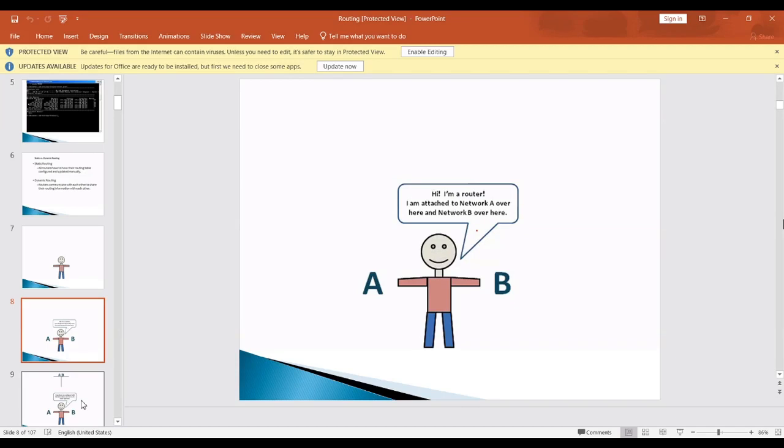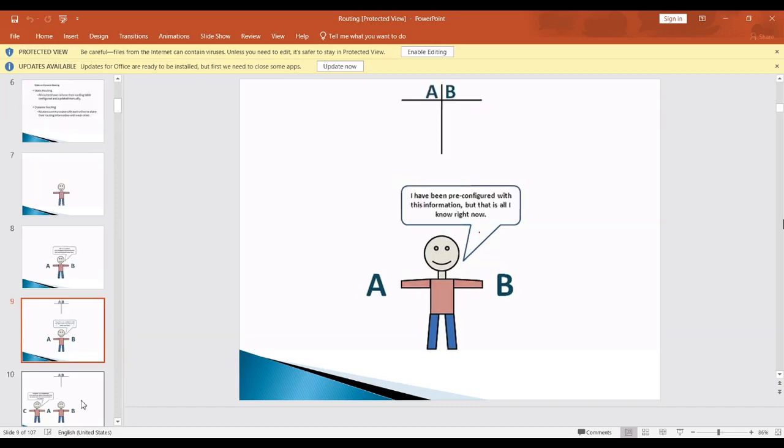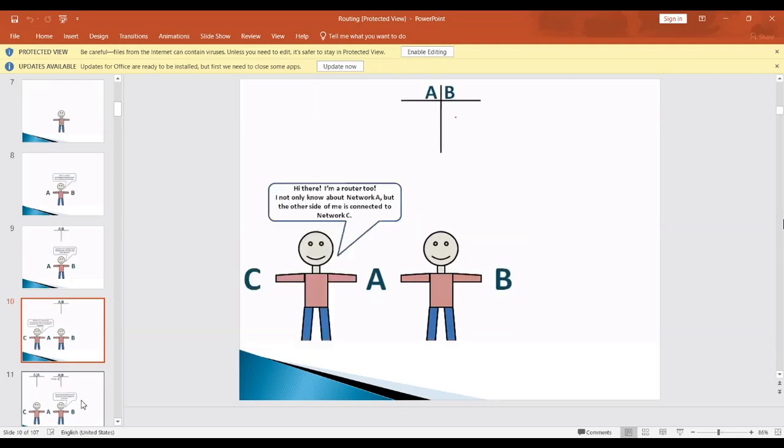So likewise, he becomes aware of himself as well as the neighbors around him, right? All this information will be updated in a table, and that table we call the IP table. So this is the IP table he maintains. He recognized that two networks are on either side of him, so he updates all the information related to them.